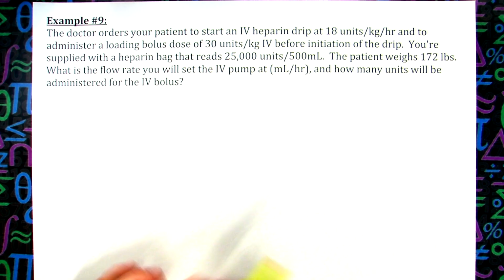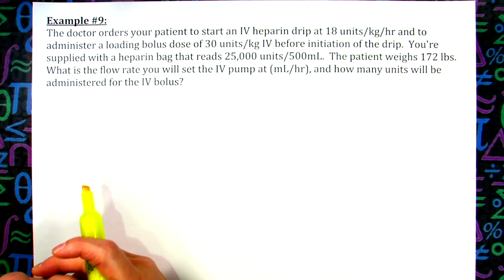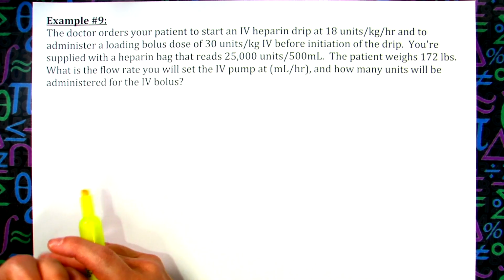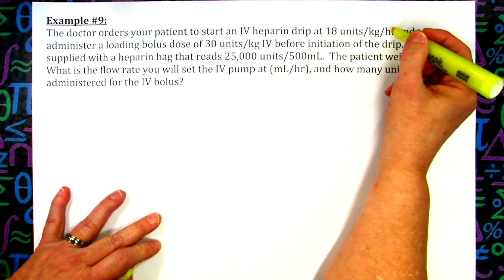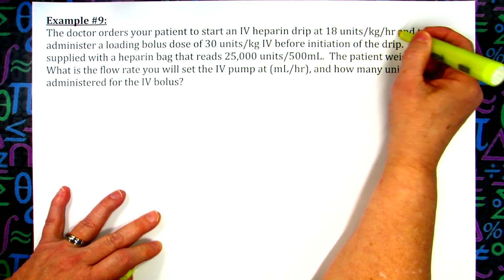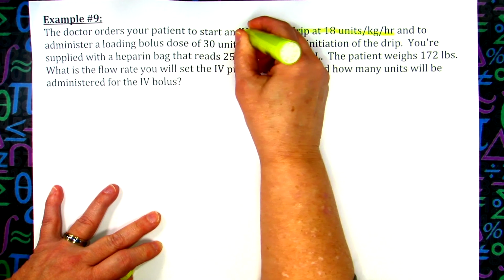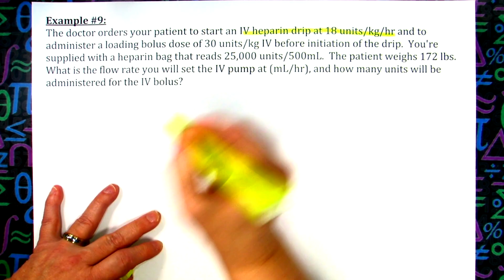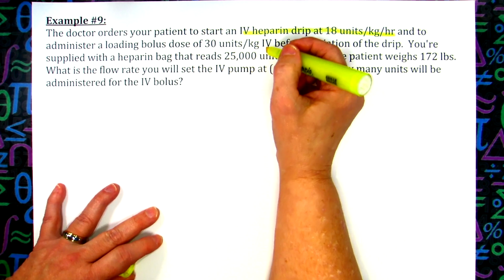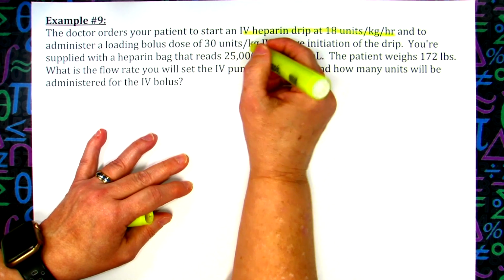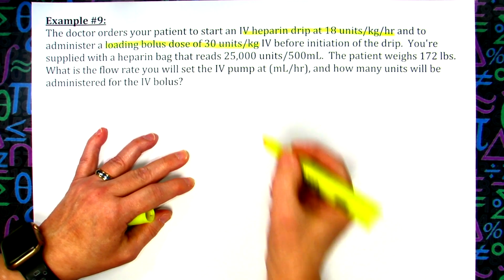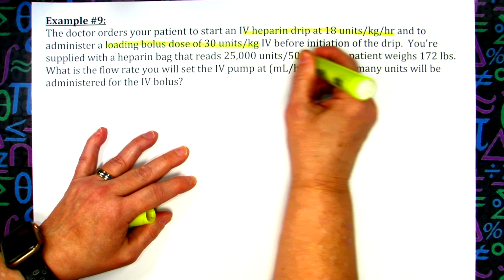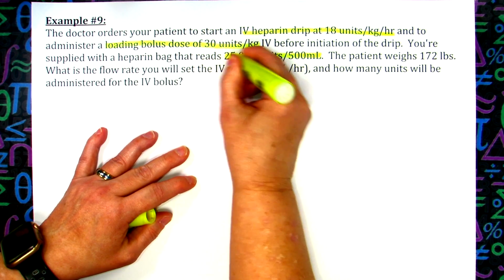And how many units will be administered for the IV bolus? All right, so this has got a lot of information in here, so why don't we start this one by highlighting some of the important information. What has been ordered here is the IV heparin drip at 18 units per kilogram per hour and the 30 units per kilogram of that bolus. You're supplied with a heparin bag that reads the 25,000 units per 500 milliliters, so that's important.